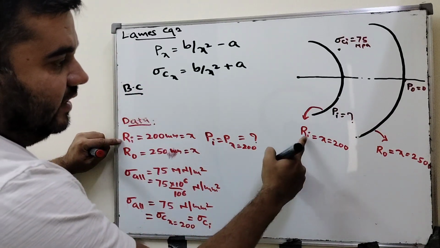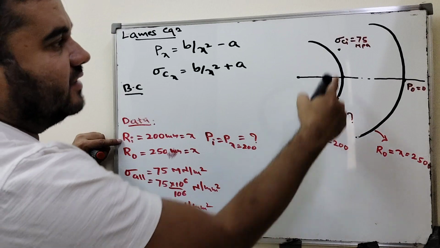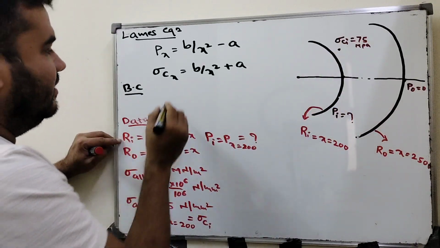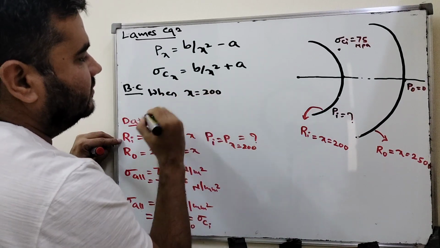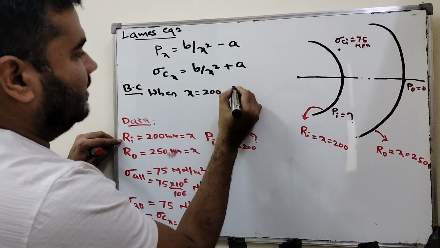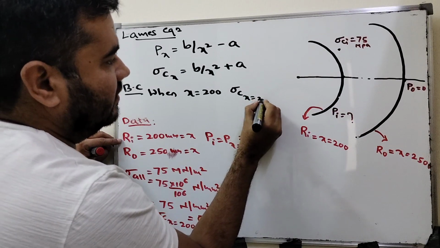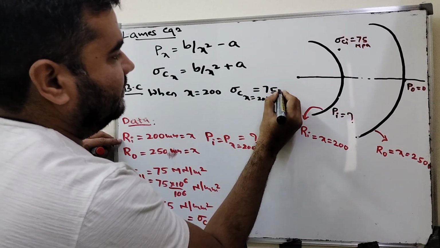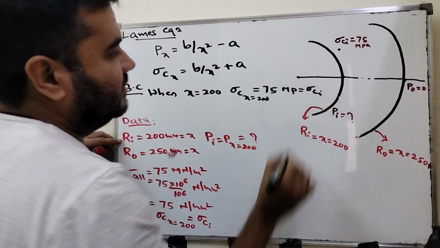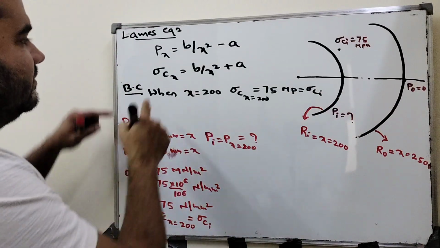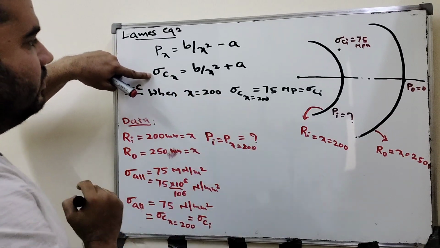When r equal to ri equal to x equal to 200, ri equal to 200, the circumferential stress equal to 75 MPa, right? That is sigma c at x equal to 200 is 75 MPa. That is nothing but sigma Ci, right? One boundary condition we found here. Here substitute the 75 MPa when x equal to 200.